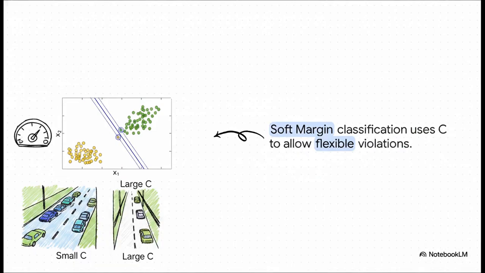The fix for this real-world messiness is a soft margin. With a soft margin, we get a dial, a hyperparameter called C. And this dial lets us strike a really careful balance. A smaller C value gives us a nice, wide street, but it allows more margin violations. It basically lets a few outlier cars park on the pavement. On the flip side, a larger C value makes the street much narrower to strictly avoid those violations. So it's all about finding that perfect trade-off for your specific data.